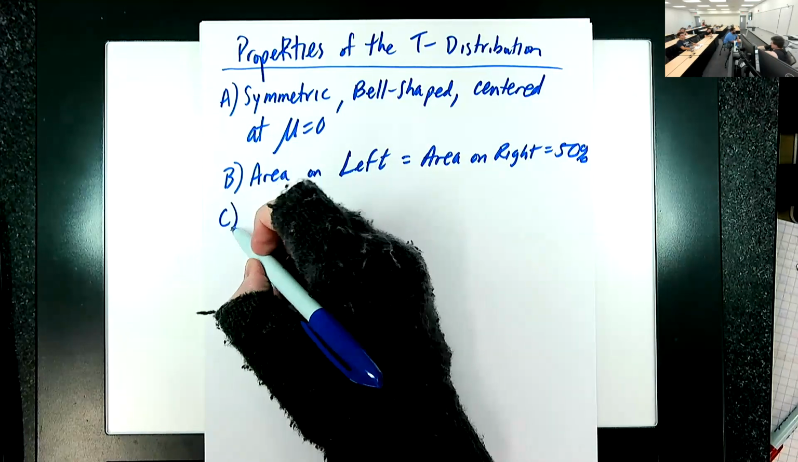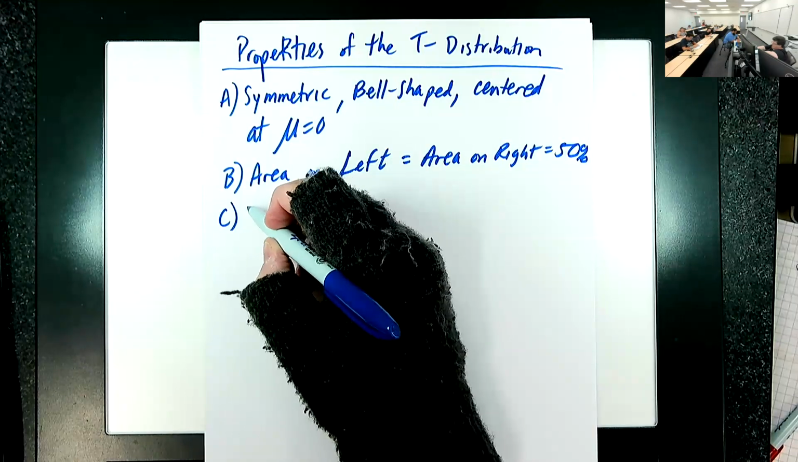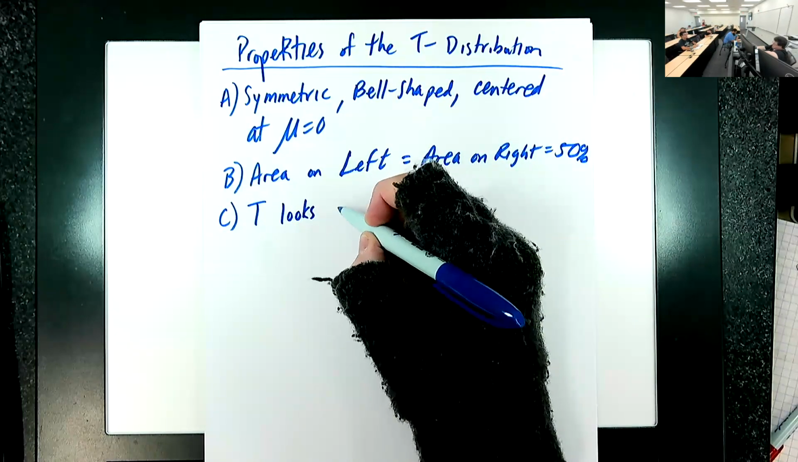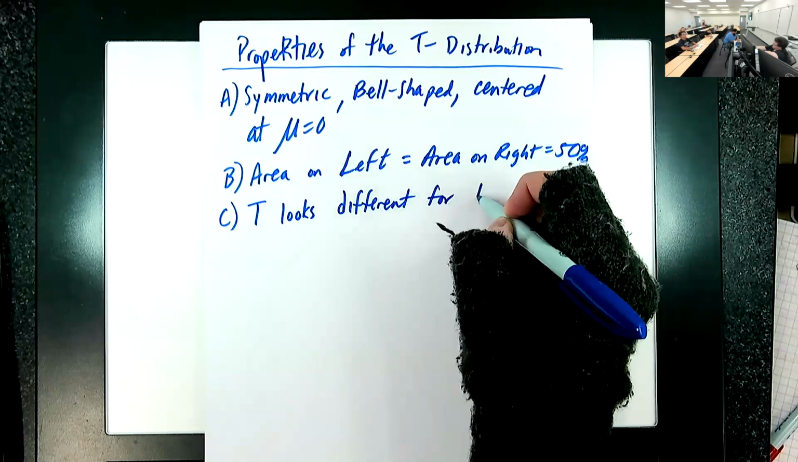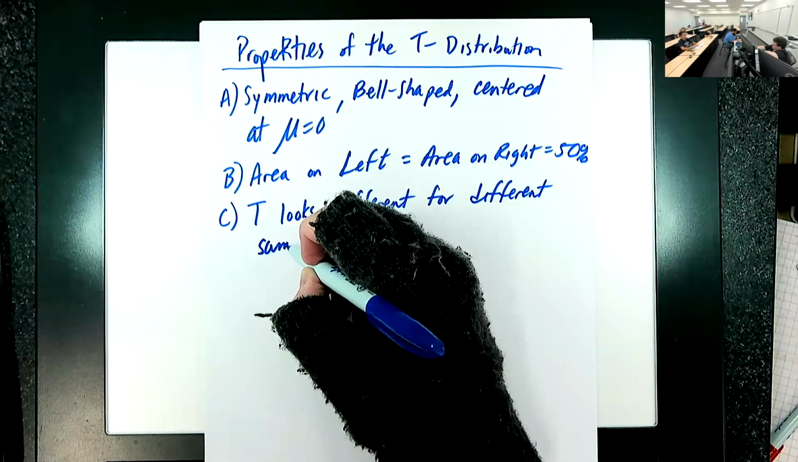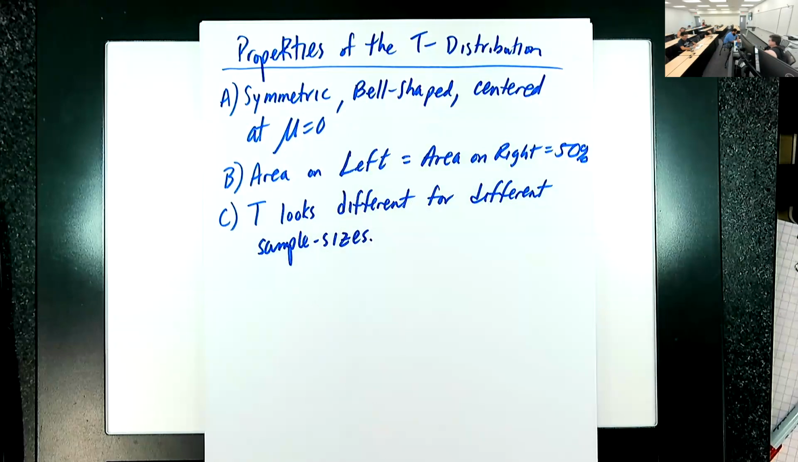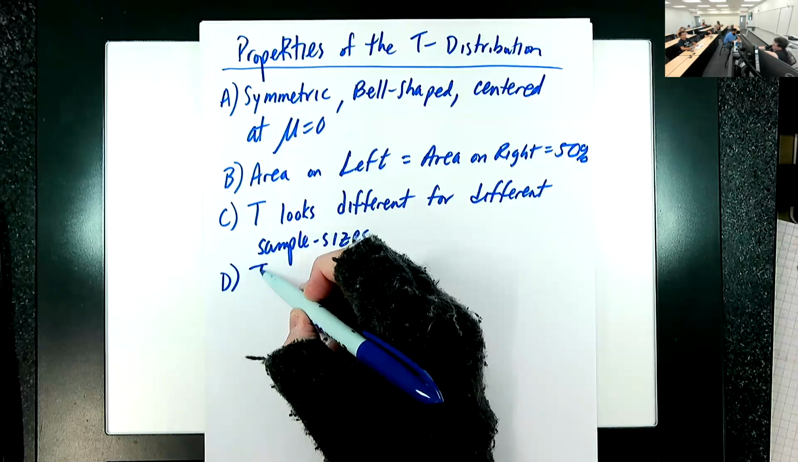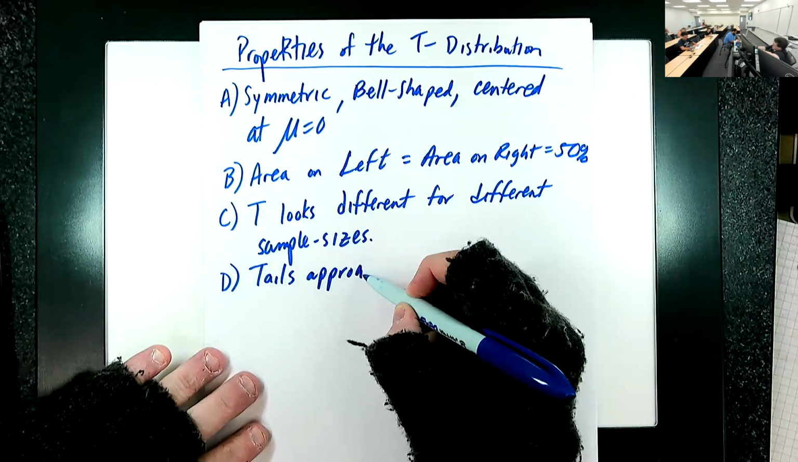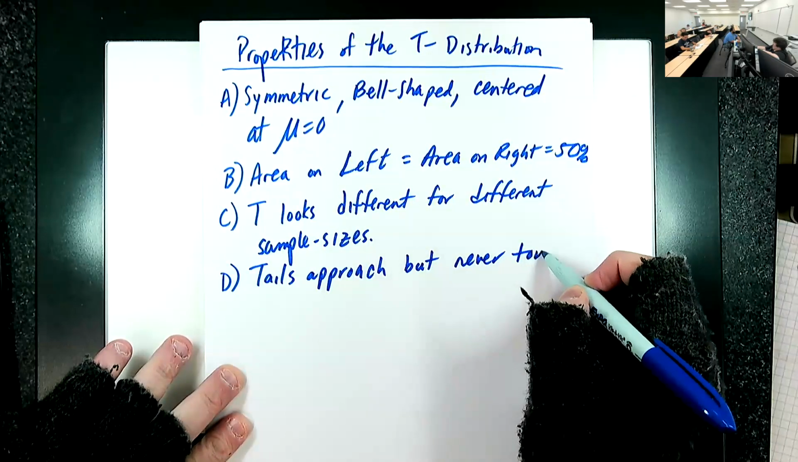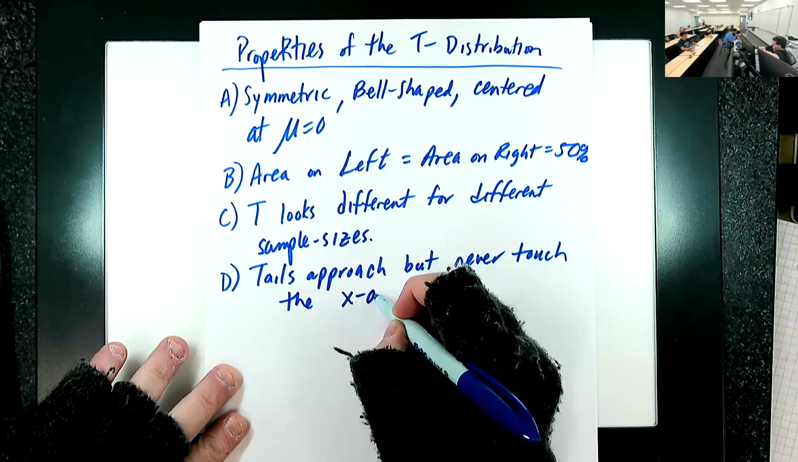Just like the normal distribution, T looks different for different sample sizes. That's actually true for the normal distribution too. The one we know has a standard deviation of 1, but the sample size affects the standard deviation. So smaller is taller, wider, fatter, but it's still bell shaped. This has a lot of things in common with the normal bell curve, which is handy. And just like the normal bell curve, the tails approach but never touch the axis. We'll call it the x-axis.